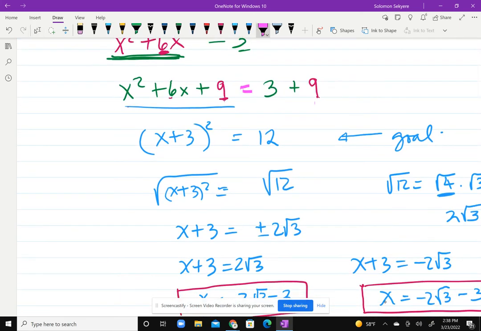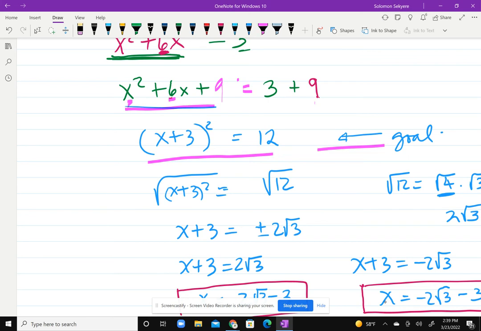As soon as we add half of this term squared, it becomes a perfect square, and it's x plus 3, because remember this number here is 3 squared, and your perfect square is x plus this number here, all squared. x plus 3 squared, that becomes your perfect square. So as soon as we write this perfect square equals 12, this is the whole goal of completing the square, to get a perfect square on the left equal to a number.